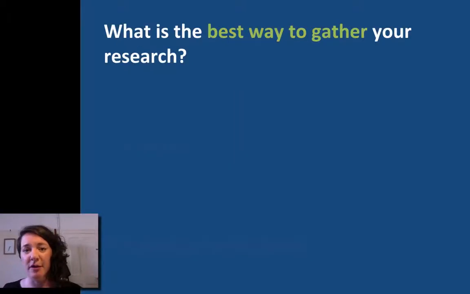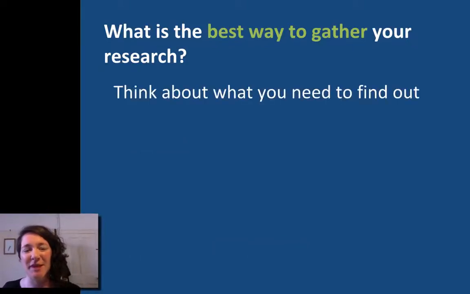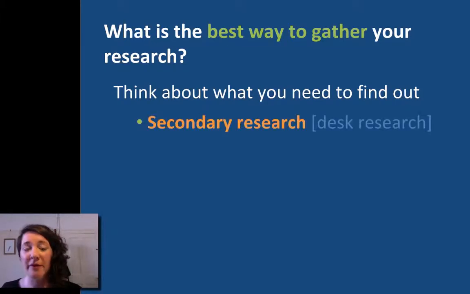So now that we've looked at a number of different ways to gather research, gather information, which is the best of these ways? We're coming back to those questions that we started with. Think about what you need to find out. And always there's going to be some elements that are more or less appropriate. You'll probably start with secondary research, so with desk research, working out what's already out there, what research other people have undertaken, and what information or what findings you can gather from that existing research.